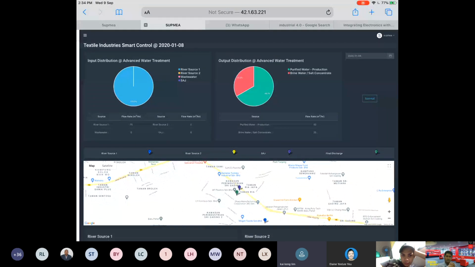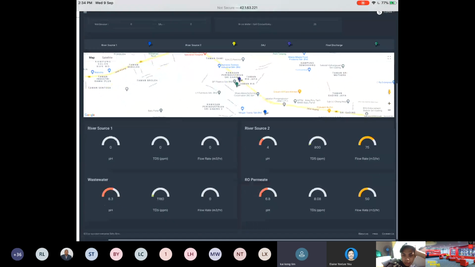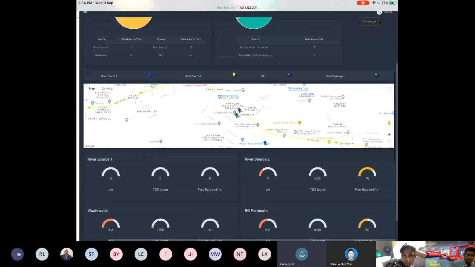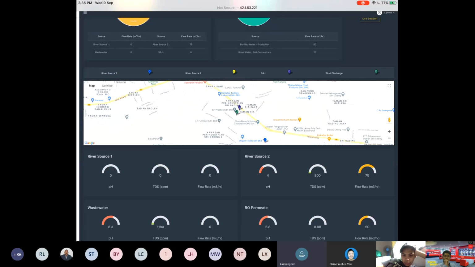So let us select another date. Okay, this is the time whereby you can see the dry season start to come. Just now you remember we showed you the rainfall for Kluang area. So February is the driest season in Johor area. So now is approaching February, and it is indicating dry season. And our water source number one is actually dried up. There's no more data here.